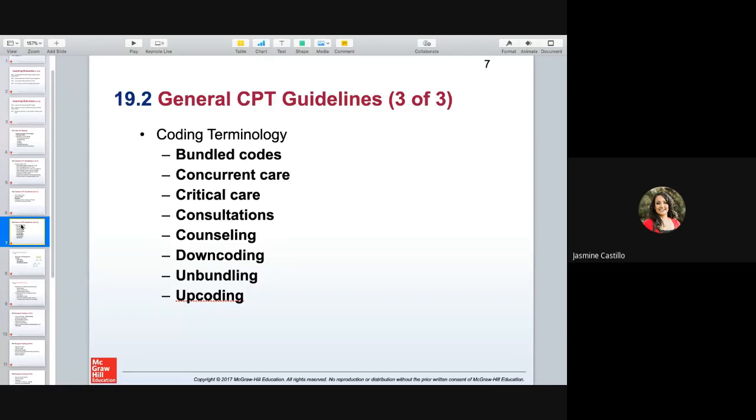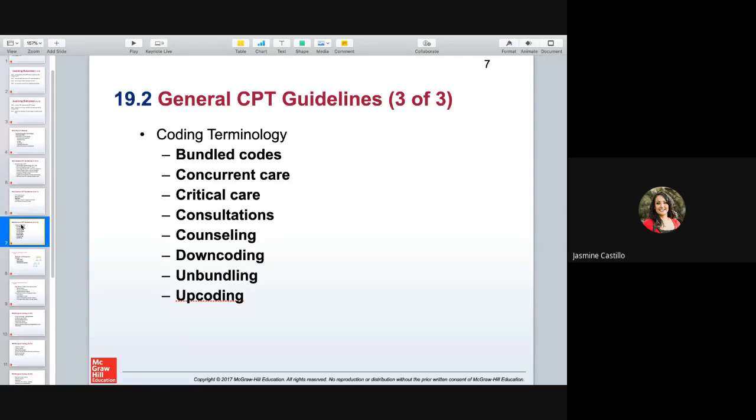Consultations are patients that visit doctor's offices at the request of their healthcare provider or their primary care doctor. The consultation codes include 99241 to 99245. And then outpatient consultations are 99251 to 99255. Oh, I'm sorry. I totally mixed that up. Outpatient codes are 99241 to 99245, and your inpatient codes are 99251 to 99255. My apologies. I always get those mixed up.